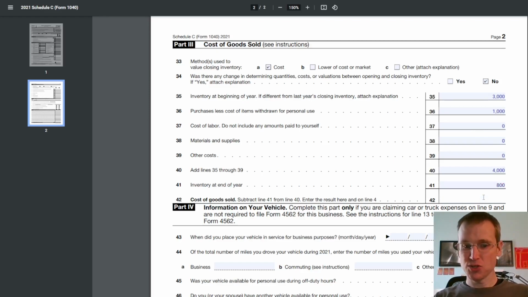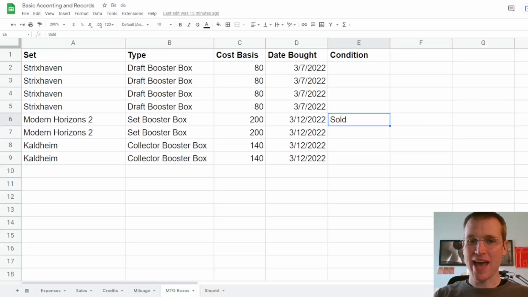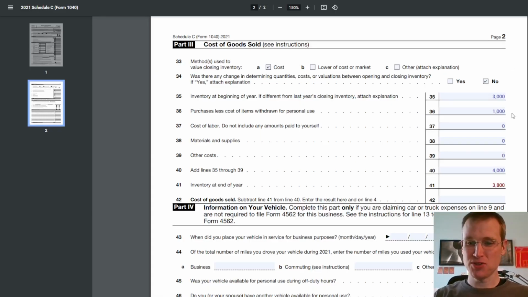And then the cost of goods sold will be line 41 subtracted from line 40. Sorry, I did that wrong. That was the inventory at the end of the year would have been your 3,000 plus your 800. So it would have been 3,800. There we go. I knew something was wrong there. So we have $3,800 of inventory at the end of the year, because we started with that 3,000 and then we added 800 over the course of the year in net. And so the cost of goods sold is the difference between those, which is 200.